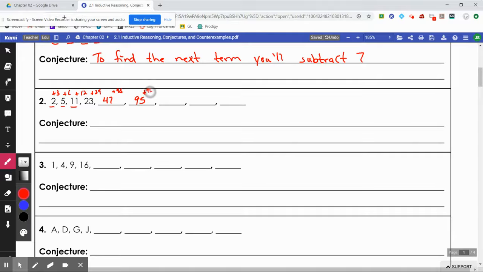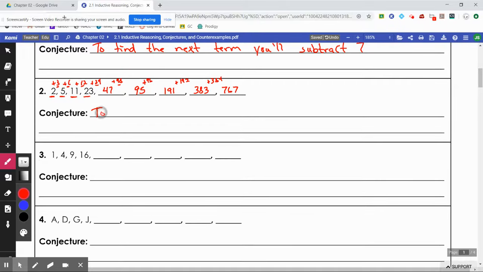Then I'll add 96, which will be 191. Now here's another pattern too. I noticed that I'm always adding one more than that. From 5, add 6 to it, 11, add 12, 23, add 24, 47, add 48. So either conjecture you can use. So I'm going to add 192 next. That'd be 383. Then I'm going to add 384, which would be 767.